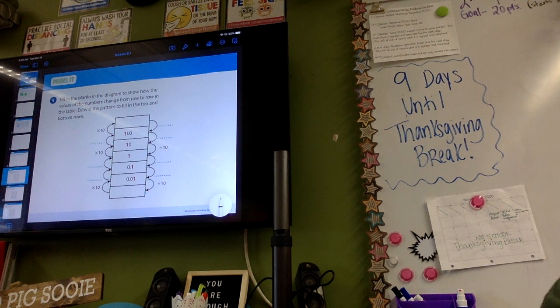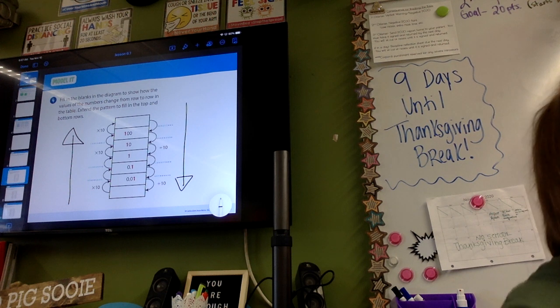Number 4. Fill in the blanks in the diagram to show how the values of the numbers change from row to row in the table. Extend the pattern to fill in the top and the bottom rows. Okay, so let's look at the middle first. Everybody see where the just 1 is? We have 1 right in the middle. Now, if you go up, you're looking at the left-hand side. So the left-hand side is going up. The right-hand side is going down.